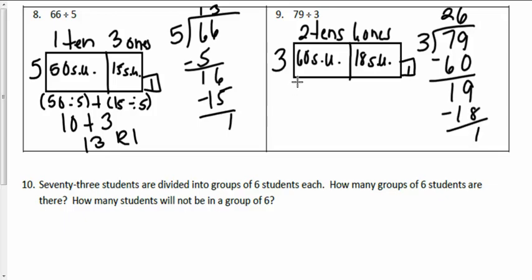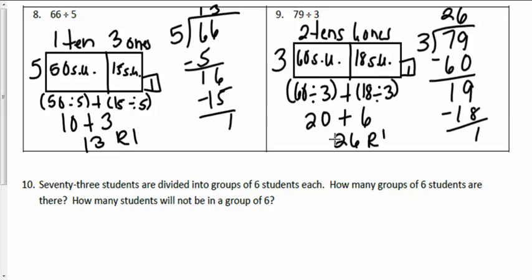Using the distributive property, 60 divided by 3 plus 18 divided by 3. This would be 20 plus 6, which is 26, and I had a remainder of 1.